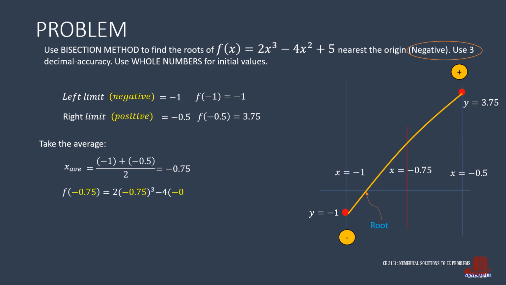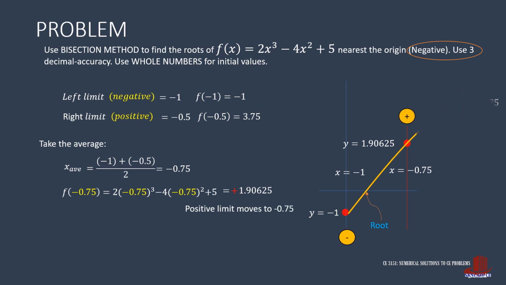Now we take the y value of the curve at this point, so place negative 0.75 into the function, making it 2 times negative 0.75 cubed minus 4 times negative 0.75 squared plus 5, which is simplified into 1.90625, and it is positive. This means negative 0.75 is the new right limit of the interval. So all the rest of the span will be disregarded.